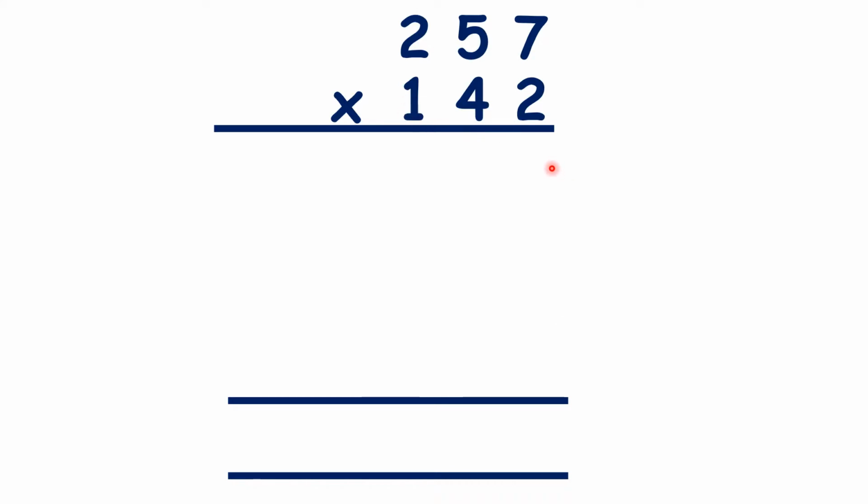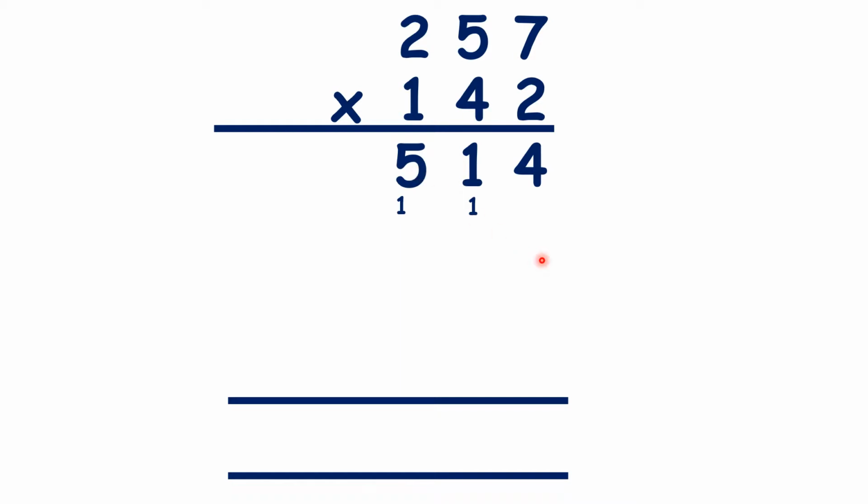So let's get started. 7 times 2 is 14, so 1, 4. 5 times 2 is 10, plus 1 is 11, so 1, 1. And 2 times 2 is 4, plus 1 is 5.